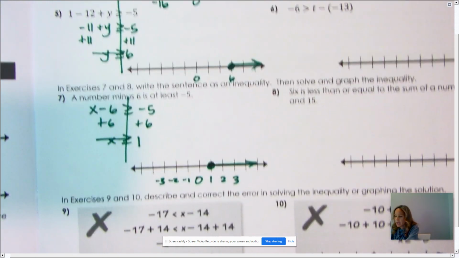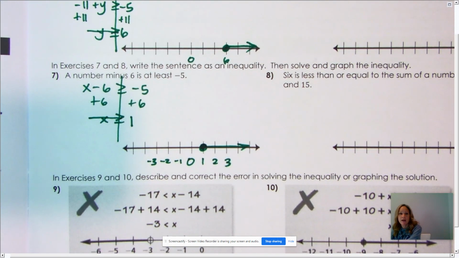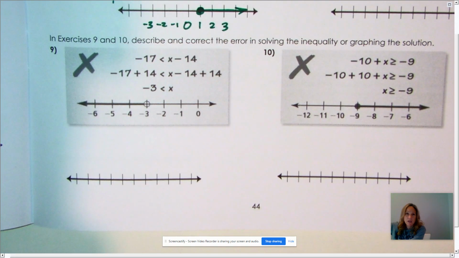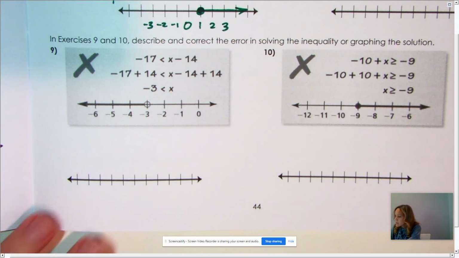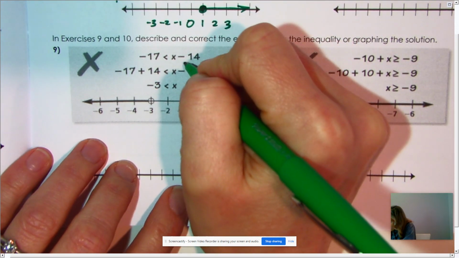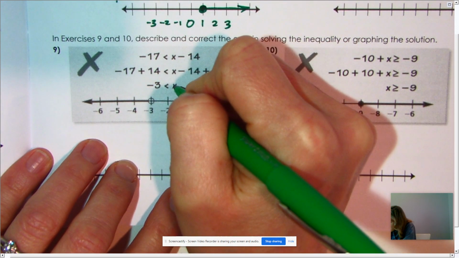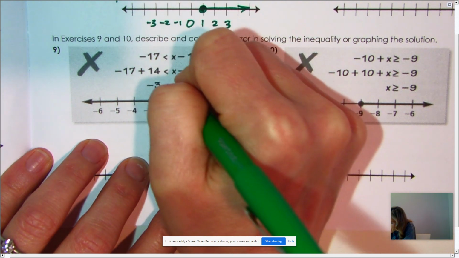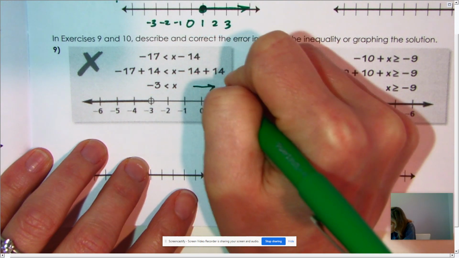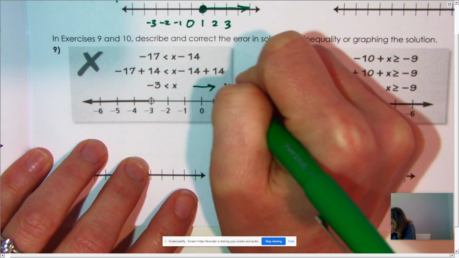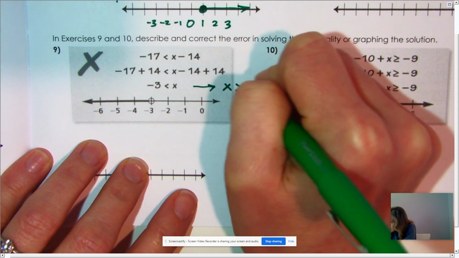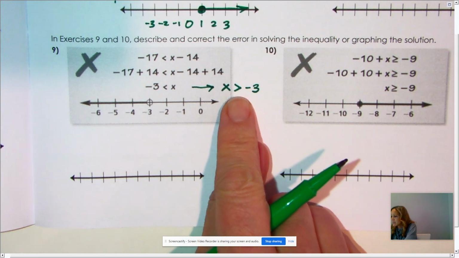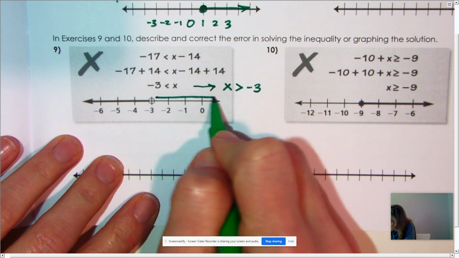Okay, question number 9. We're skipping number 8. It says, describe and correct the error in solving the inequality. And then let's fix it, okay? So this one, they added 14 on both sides, so they just got the x, and that does indeed make negative 3. The alligator's eating the x, so let's rewrite it with the x first. So I'm going to write x. The alligator's eating the x, so when I rewrite it, I need to make sure that it's still eating it. Well, the way we read this is that x is bigger than negative 3, so it should have gone that direction.